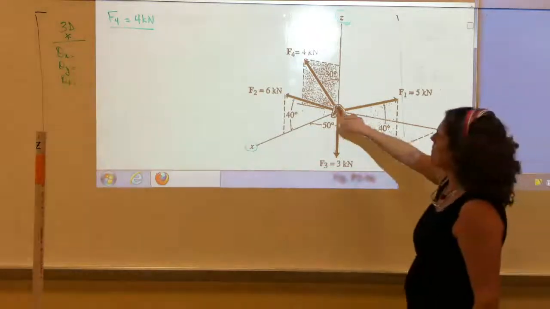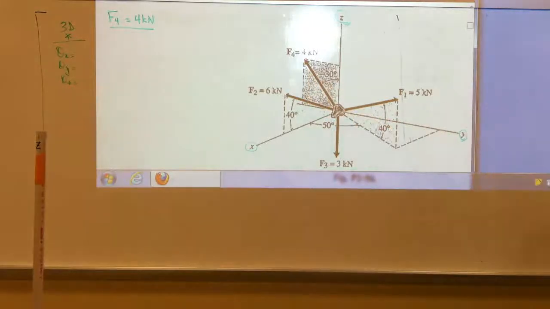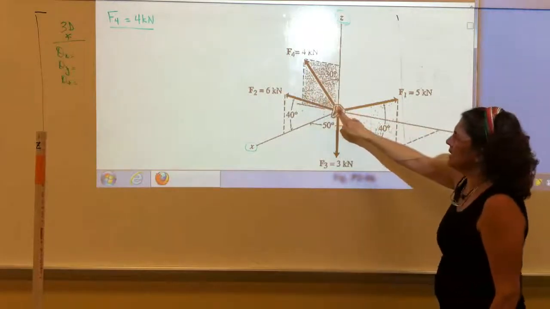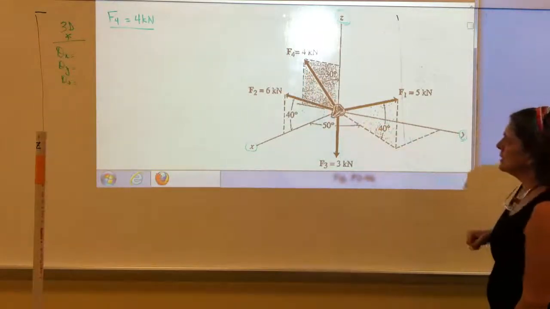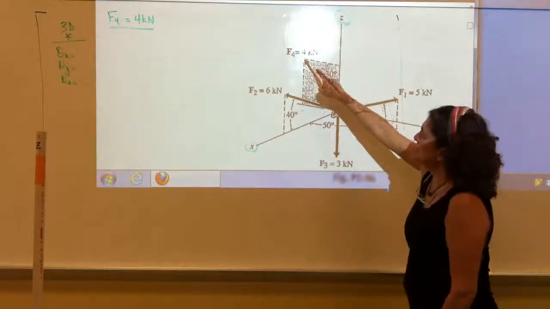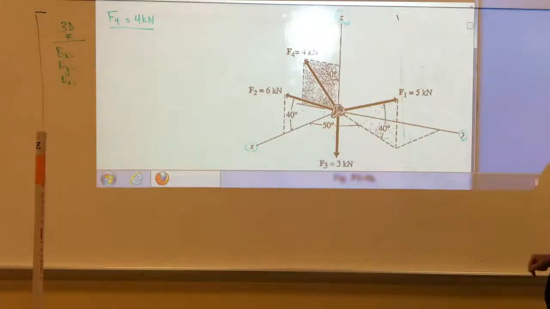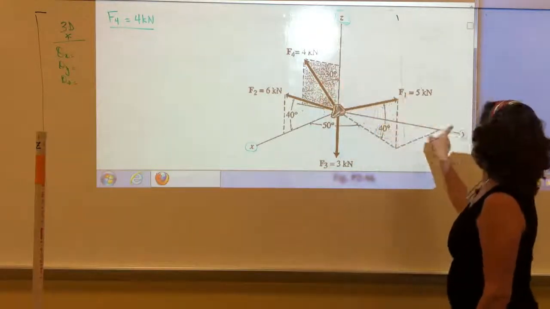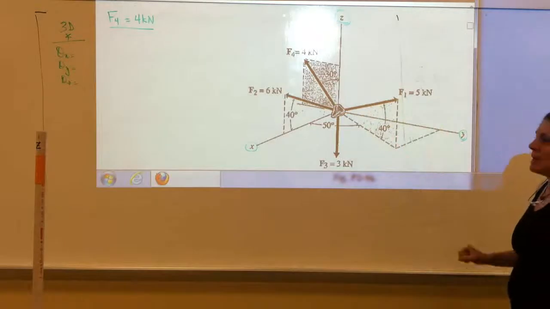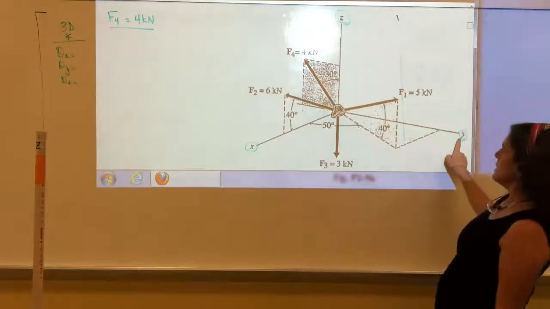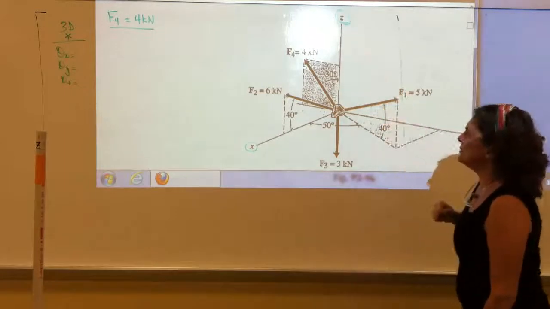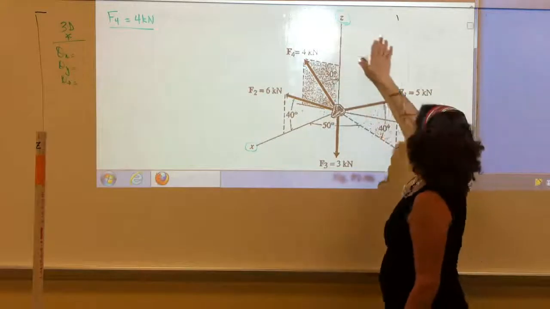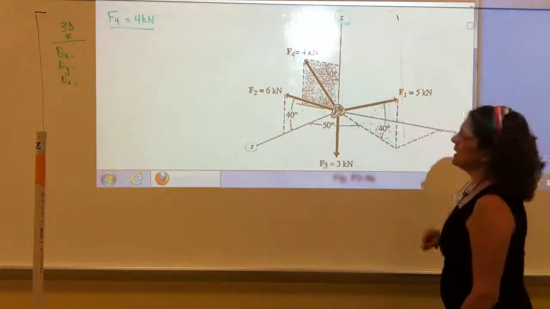So look at F4. Can you picture that in 3D? Where does F4 lie? Can you see that F4 has no component in the x? Can you see that the F4 force lies in the YZ plane? And it has a negative value in the y, and it has a positive value in the z. So F4 lies along the YZ plane.